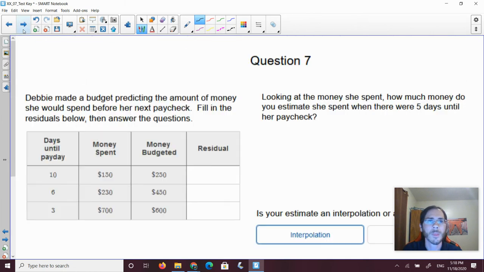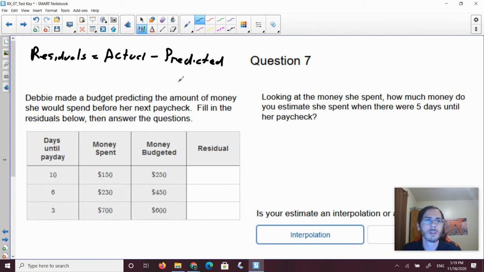All right. For question 7, it says Debbie made a budget predicting the amount of money she would spend before her next paycheck. Fill in the residuals below, then answer the questions. So to do residuals, we have the residual formula. We just did this one recently. So residual is the actual minus the predicted.